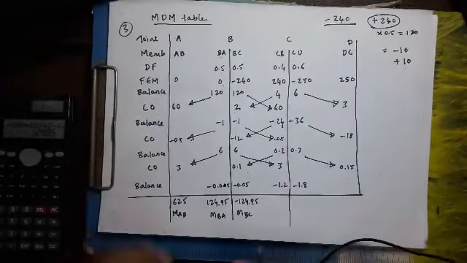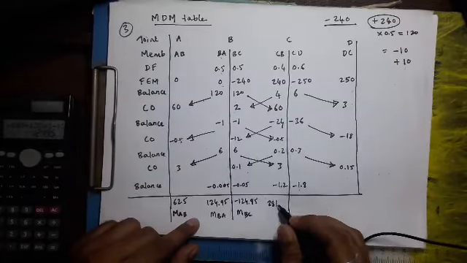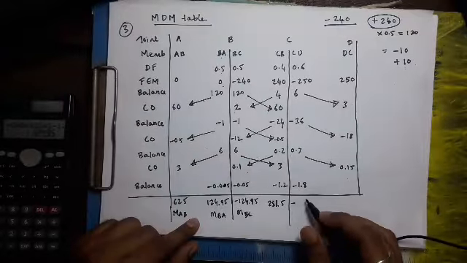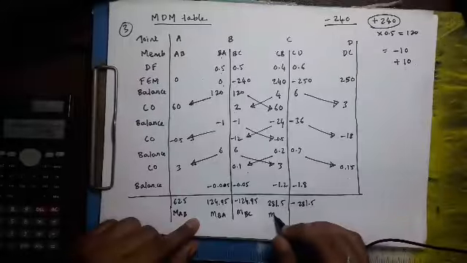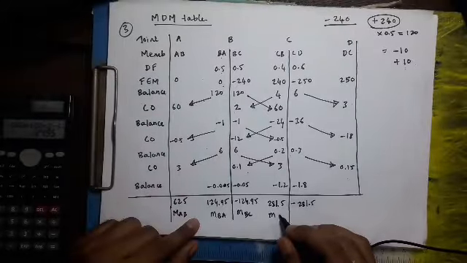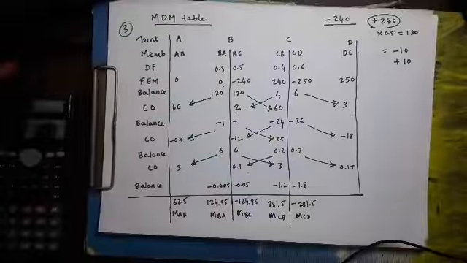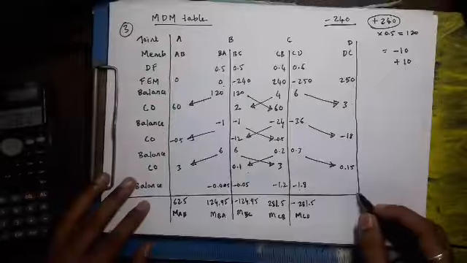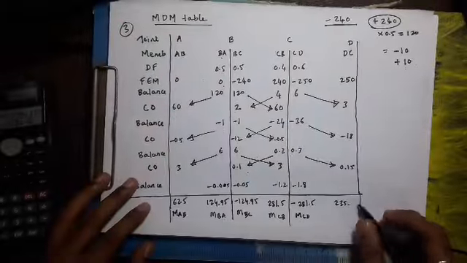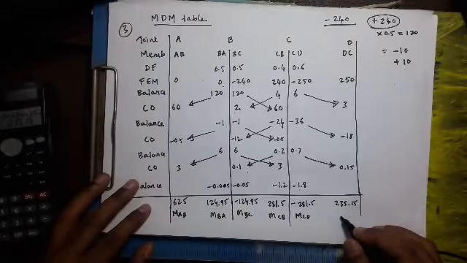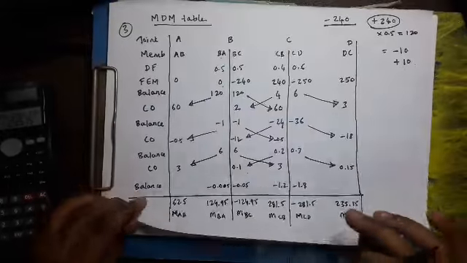For CB and CD you add up all this value from FEM. You will get here 281.5. This will be minus 281.5. MCB, MCD. Okay, MDC is 235.15. Now we have to draw a bending moment diagram.